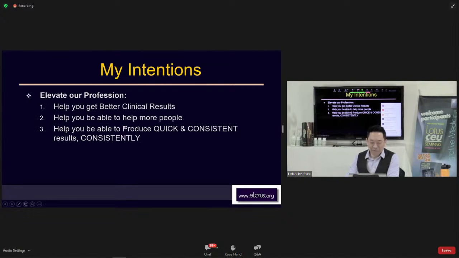It's also to help you be able to produce quick and consistent results. This is key, especially for your own practice and your own skill set, but also for the reputation of Chinese medicine, right?